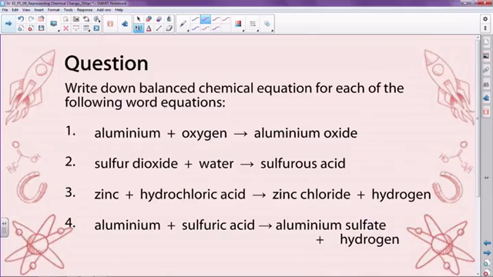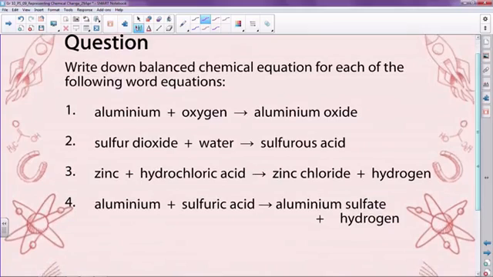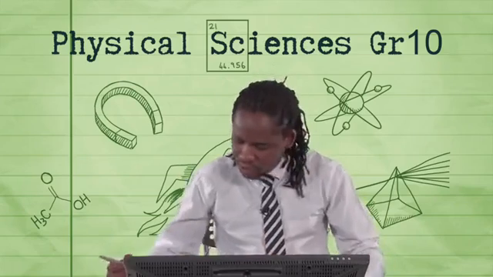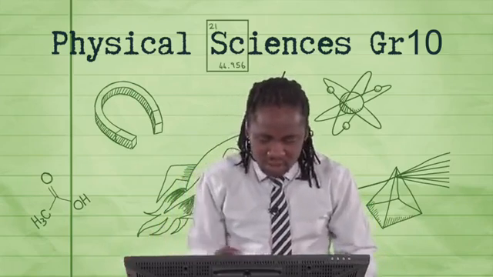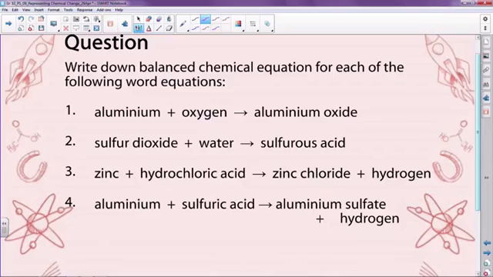Now, I'll give you 3 minutes to try and attempt these equations in terms of balancing. Then we'll do the feedback. The reactions which are given in words, we need to transform into chemical symbols. Right, let's go for it for 3 minutes. Then we do the feedback and the consolidation.